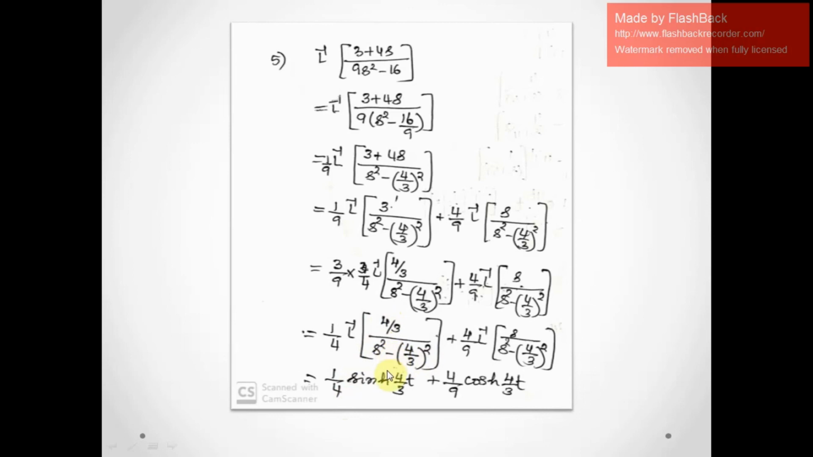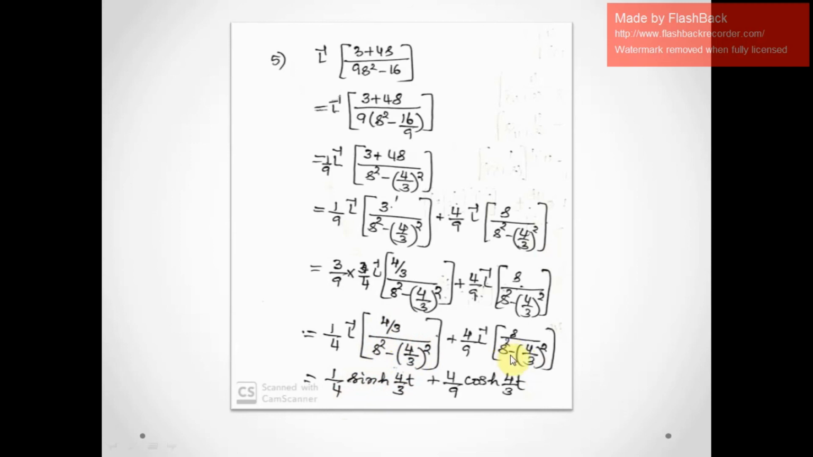Because of this minus, I have a hyperbolic sine. Sinh of a, square root of 4 by 3, sinh a t. There's no shifting done with s. It is as it is, s square. Again, the second formula.